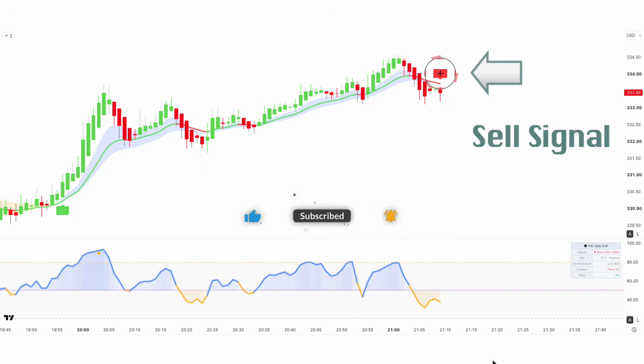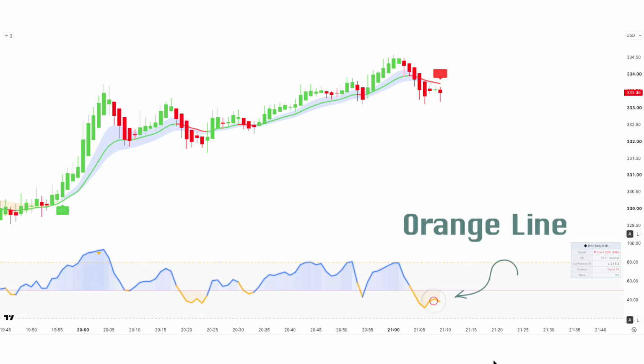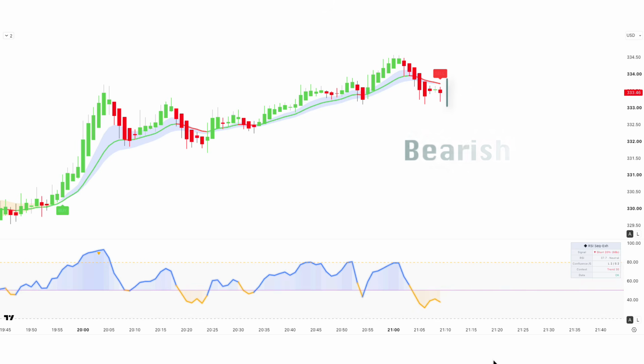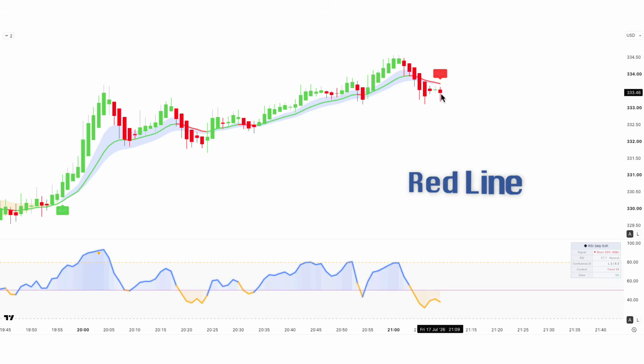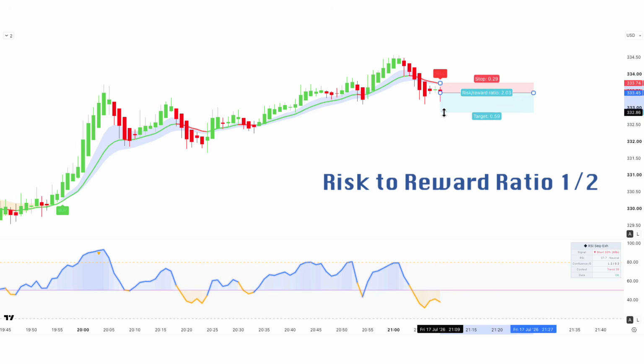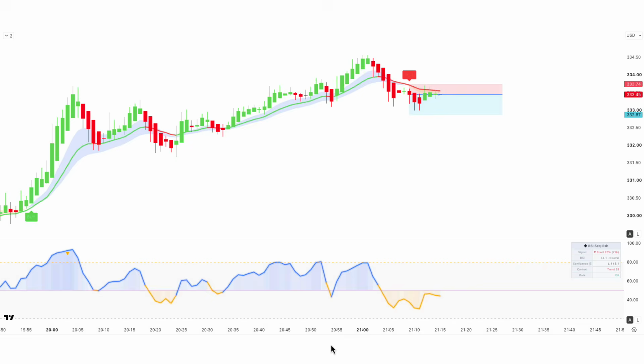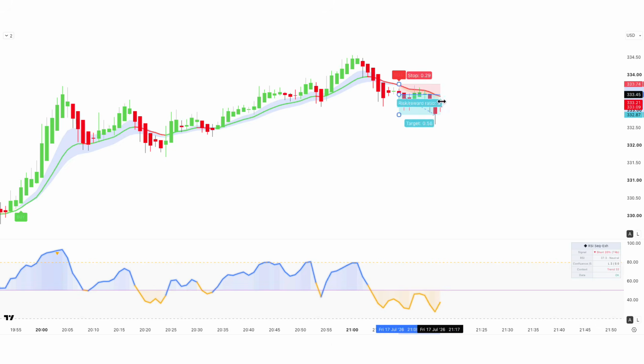When the ANFAT MAR label down appears, this is the sell signal. The orange line of RSI Sequential Exhaustion should be below the 0 line, and the market forms a bearish candle. If this condition is fulfilled, then we will place a sell order. Our stop loss is to be placed at the red line, and the risk to reward ratio will be 1:2. The market has completely hit the target.